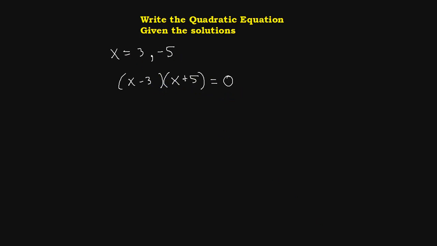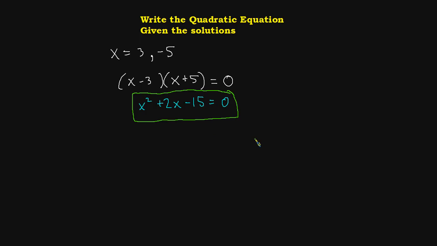Now we need to FOIL it out so that we can see what it looks like after it's all multiplied out. -3x plus 5x gets us plus 2x, and then minus 15. And then equals 0. And that is what we're looking for. When we say write the quadratic equation given the solutions, this is what we're looking for. That's the answer. So hopefully that's pretty straightforward.